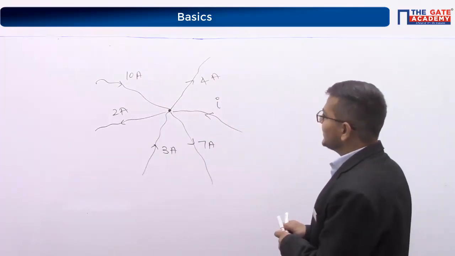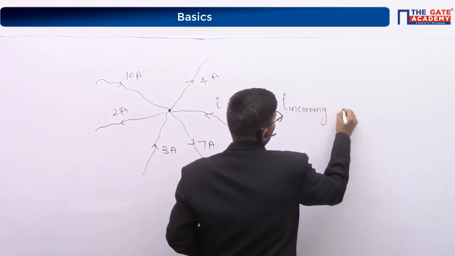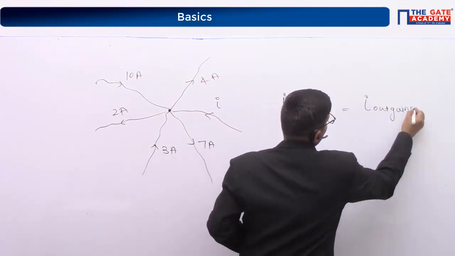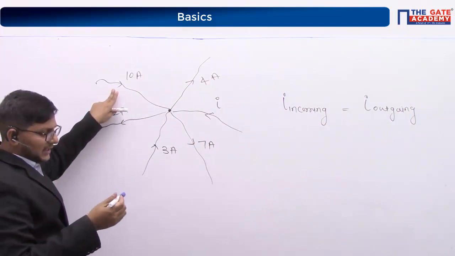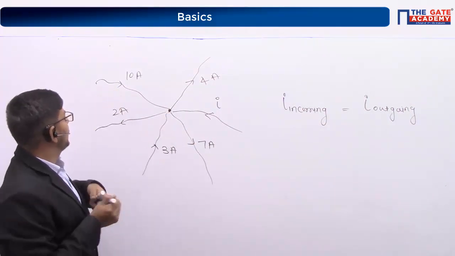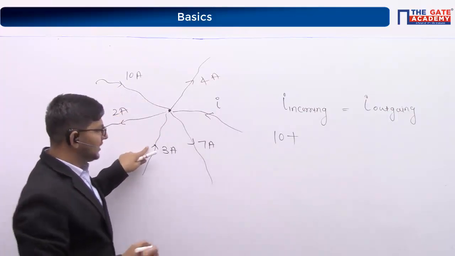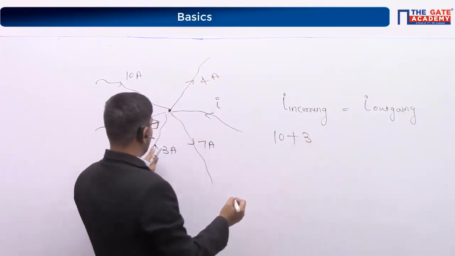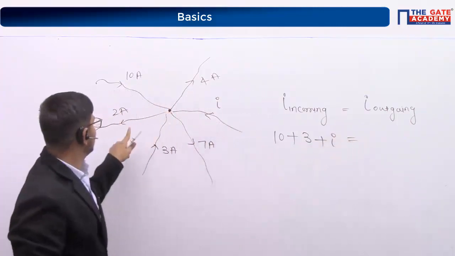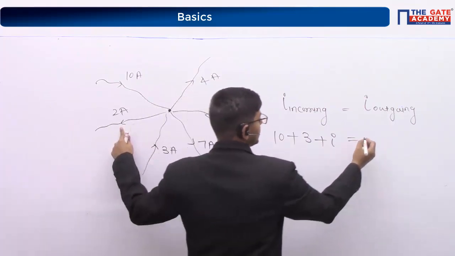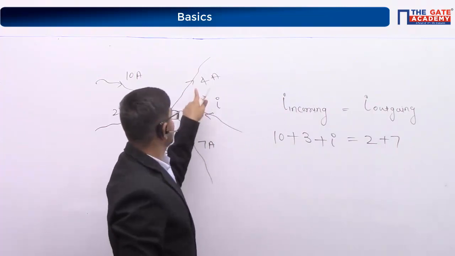Whatever I discussed in KCL, incoming current must be equal to outgoing current, right? So let me check what the incoming current is. The first incoming current is 10, plus the second incoming current is 3, and the third incoming current is I. This must be equal to the outgoing current. What is the outgoing current? First one is 2, second one is 7, and third one is 4.